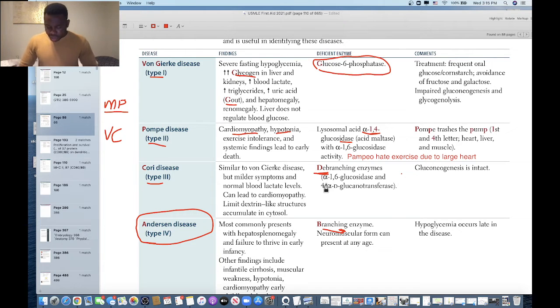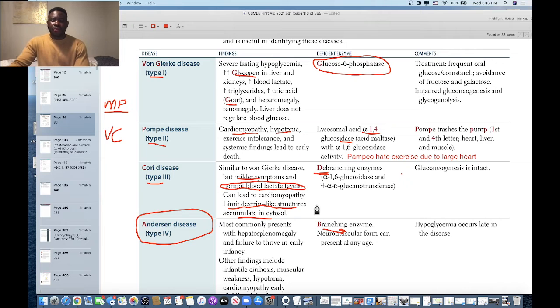Let's go to Cori. So Cori is due to the debranching enzyme. It is similar to von Gierke, but a milder form of von Gierke, with normal blood lactate levels. This is something that you should know. It has a normal blood lactate level. It can lead to cardiomegaly, but it's limit dextrin-like structures that will accumulate in the cytosol.